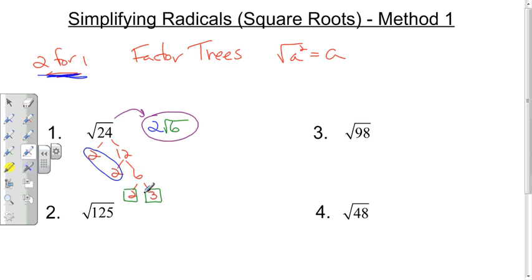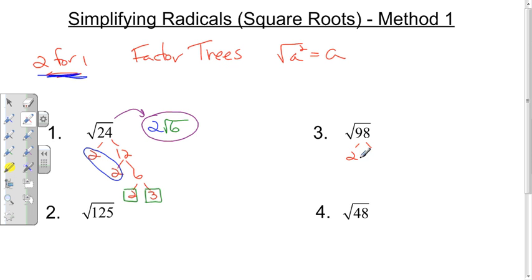Again, I made this factor tree, and anytime I had a pair of factors, I took 2 of them and made one factor on the outside of the root. The remaining factors that I could not pair up are multiplied back together and put inside the square root. Okay, so I'll do another example here for the square root of 98.